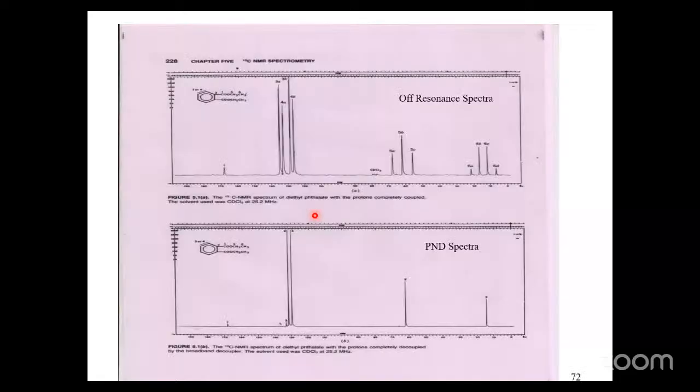So here is the example of PND spectra, where we have removed all the coupling of hydrogen. So you will get 1, 2, 3, 4, 5, 6 carbons. In off resonance spectrum, in fact, the methyl will come as a quartet, methylene will come as a triplet. Correct? And quaternary carbon will come as a singlet, while the methine carbon will come as a doublet.